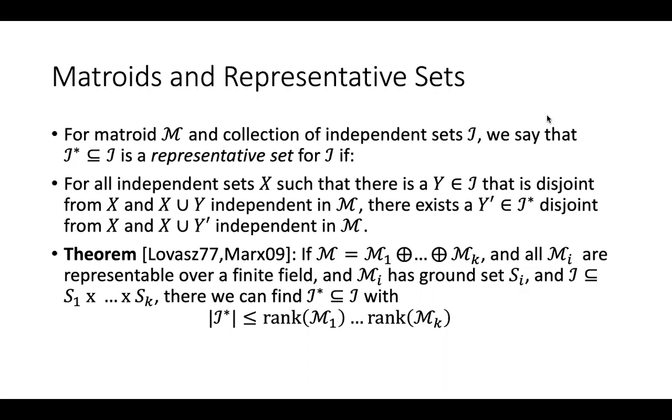A classical theorem of Lovász and more recently Marx says that if M is a direct sum matroid, and all the M_i are representable over some finite field, meaning that they can be represented as vectors and linear independence, and M_i has a ground set S_i, and I is a collection of independent sets, which is just picking one element in the ground set of each matroid, then we can find an I star that's a representative set whose size is at most the product of the ranks.